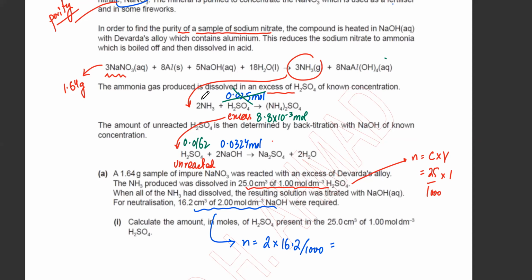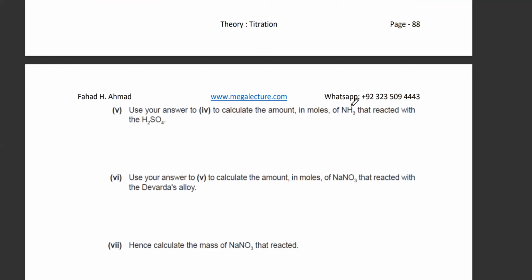Next part, he's going to ask you for the moles of NH3. So you found the moles of H2SO4, the moles of NH3 would be twice that. So what is twice this? 0.0176. So the moles of NH3 are 0.0176 moles. So you found the moles of NH3 now. And once you've found that, he's then going to ask you about the moles of sodium nitrate.